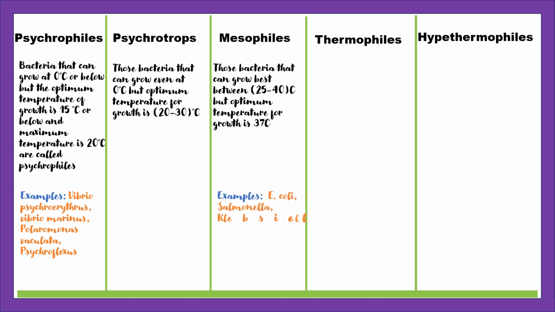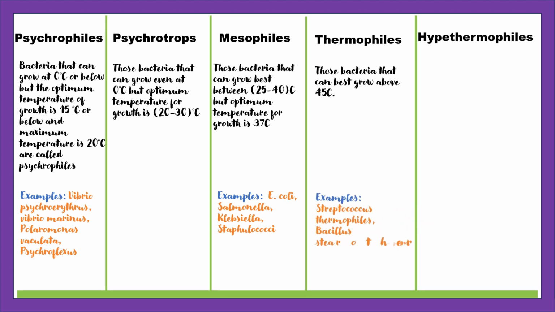The examples are E. coli, Salmonella and Streptococcus. Move to the thermophiles. Those bacteria that grow best above 45 degrees Celsius. The examples are Streptococcus thermophilus, Bacillus and Streptococcus thermophilus aquaticus.